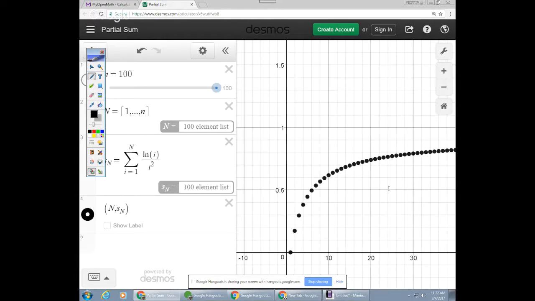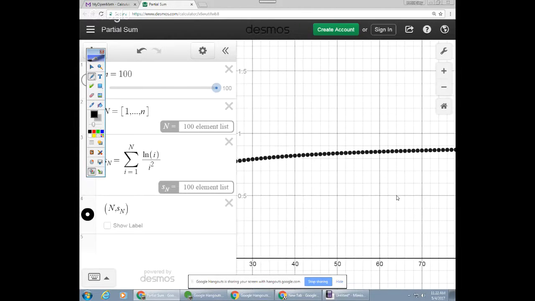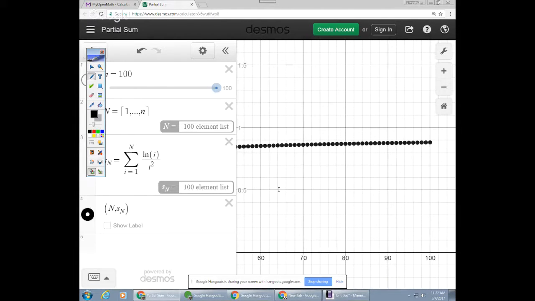It looks like maybe a square root type function possibly, or possibly a logarithm. Both the square root and the logarithm grow slowly, but forever. So I'm at a point where I've exhausted all of the tools I have at the moment, and I don't know what this series does. Okay, we need more tools.